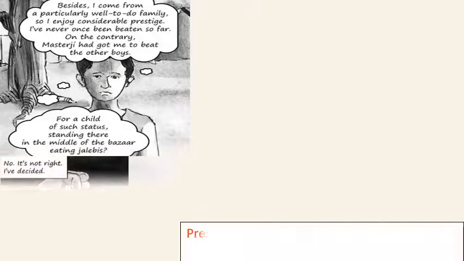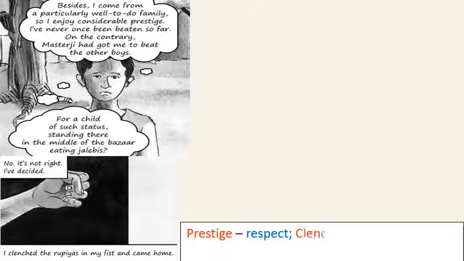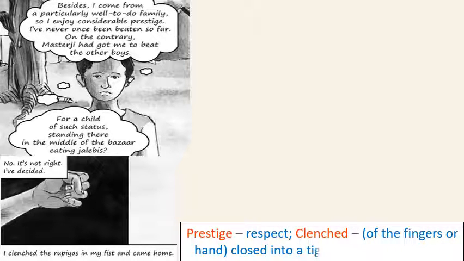Besides, I came from a particularly well-to-do family, so I enjoyed considerable prestige. Prestige means respect. I had never once been beaten so far. On the contrary, Masterji had got me to beat the other boys. For a child of such status, standing there in the middle of the bazaar eating jalebis, no, it wasn't right. I decided. I clenched. Clenched means closed into a tight ball, of the fingers or hand. The rupees in my fist, and came home.